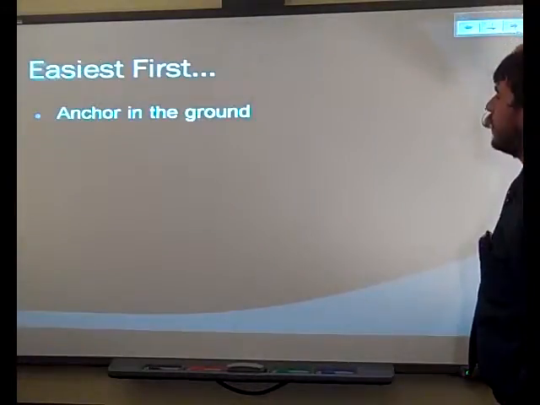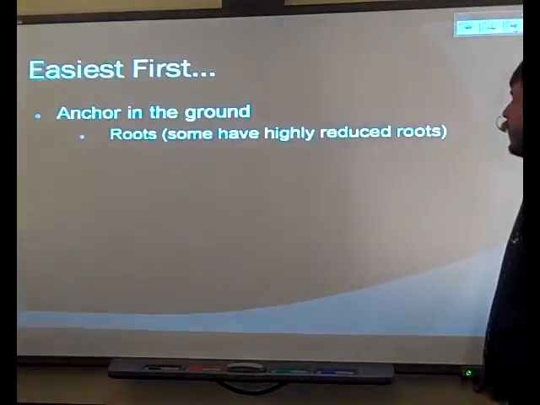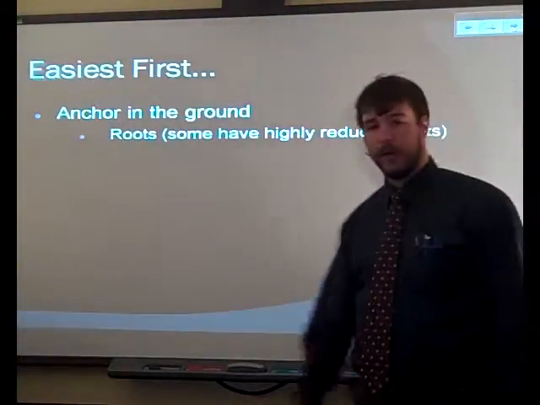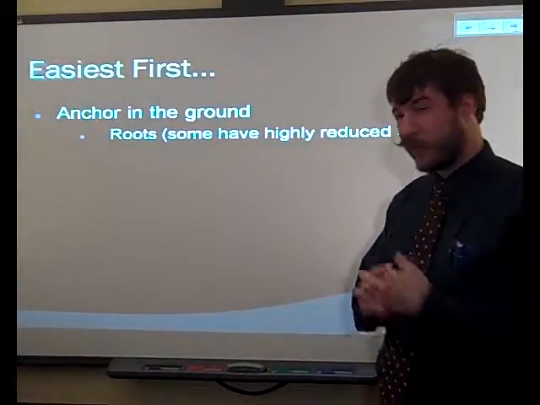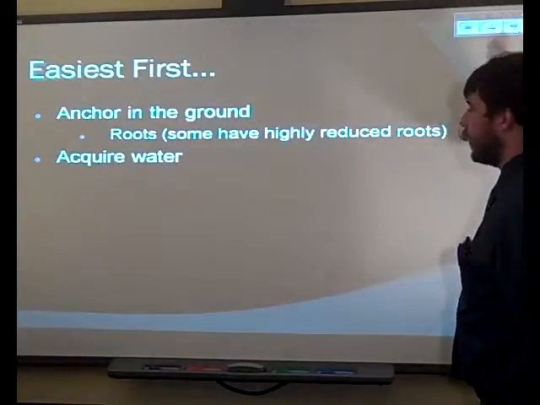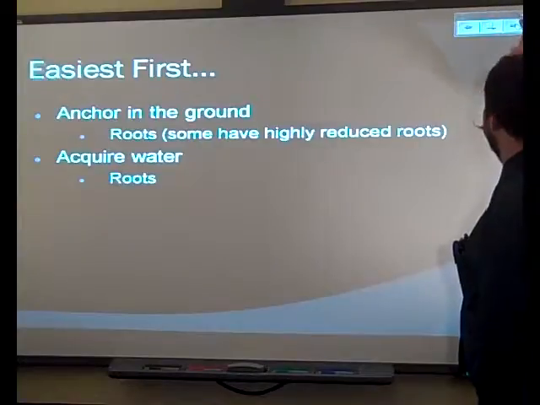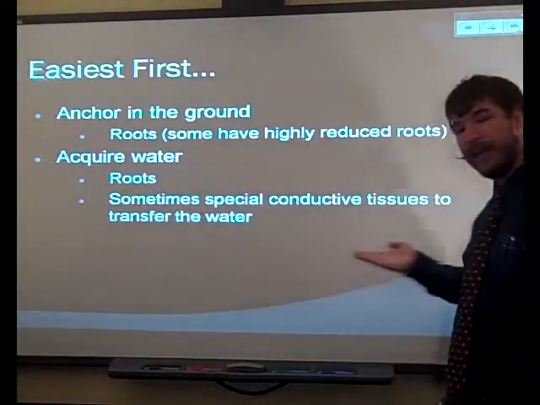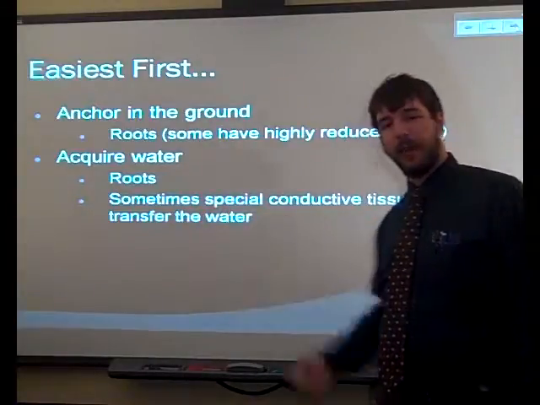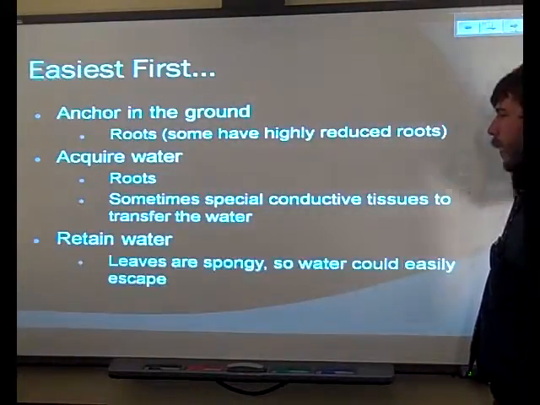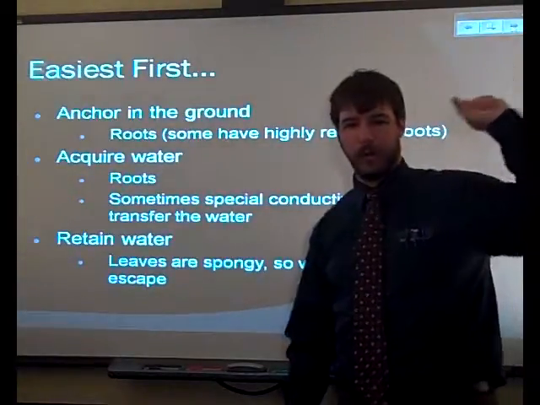So let's deal with the easiest ones first. Anchoring the ground, obviously, roots. Some of them have highly reduced roots. We're going to look at some plants first and foremost that don't even technically have a true root, but yeah, they all have to have some kind of anchoring thing. They have to have some way to acquire water, and again, that's the roots. They have that special conductive tissue. We'll talk about that when we get to vascular plants, talking about xylem, phloem, blah, blah, blah. Don't ask any questions about those in the Moodle or I will delete it.